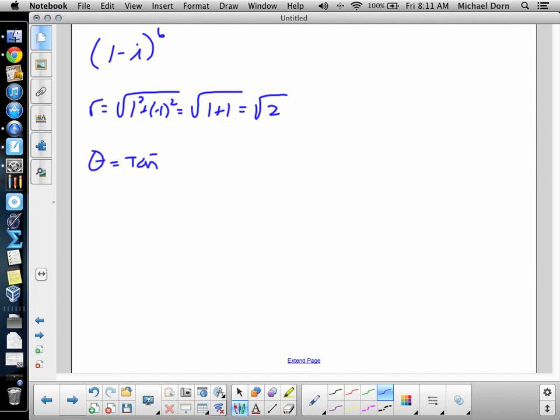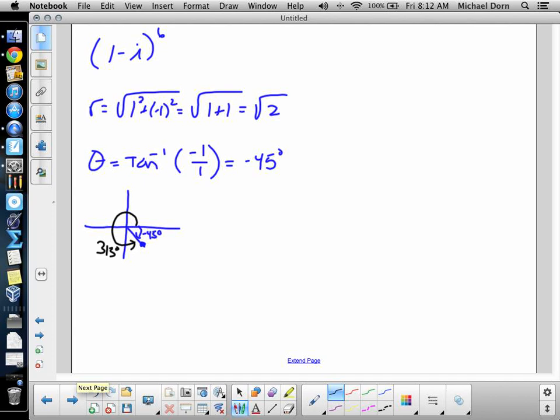Theta is the tan inverse of negative 1 over 1, which is negative 45 degrees, or 315, depending on how you want to express it. Make sure we're in the right quadrant. 1 minus i, positive 1 minus i. There's my sketch. Yes, that is in the correct quadrant, negative 45 degrees. Or if you choose 315, it doesn't matter. It's all going to work out either way.